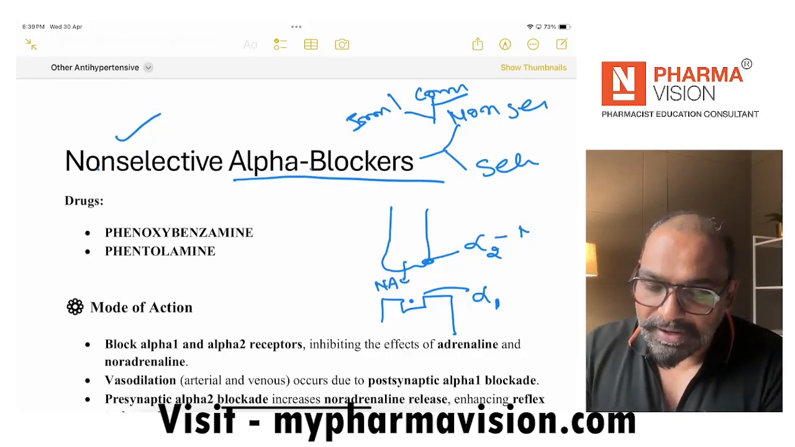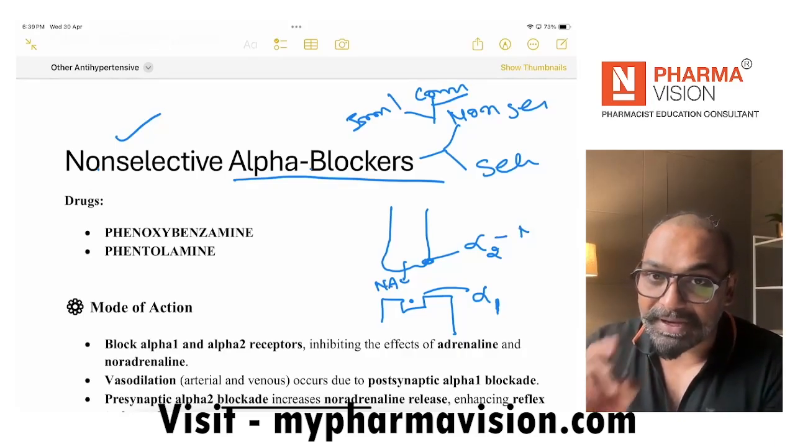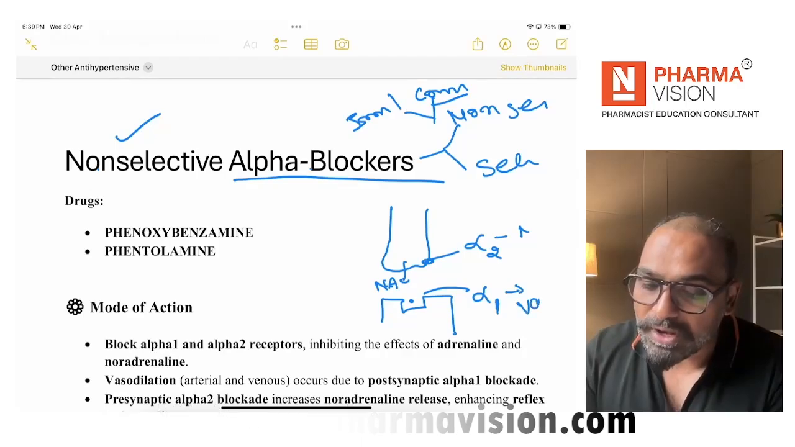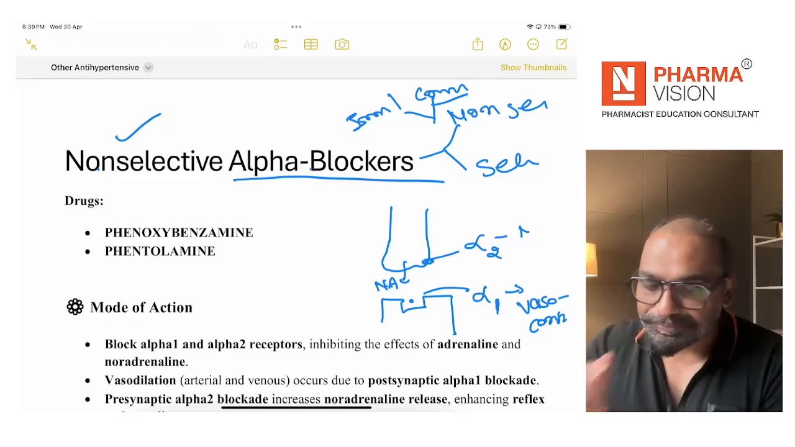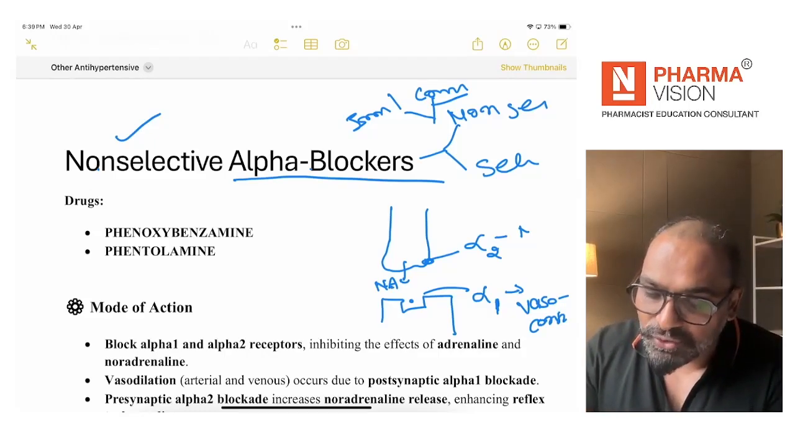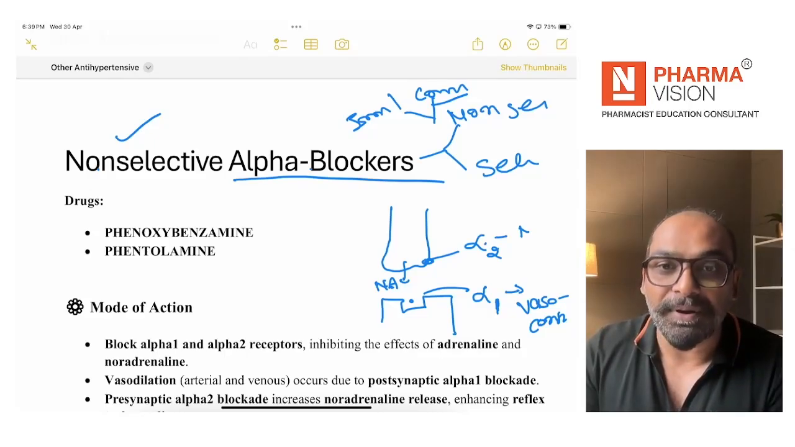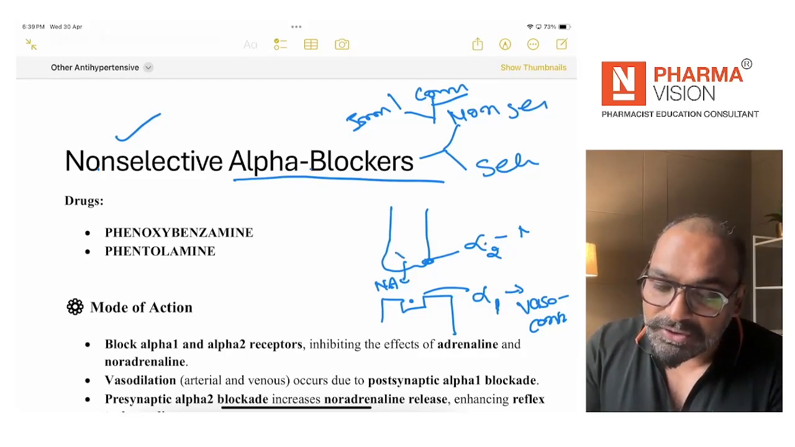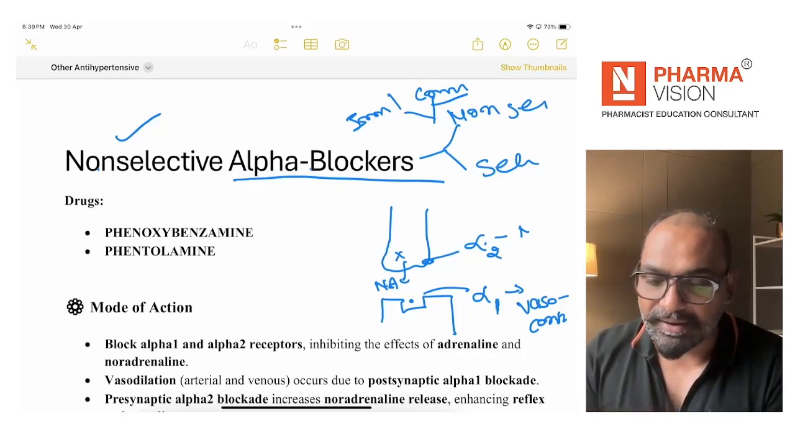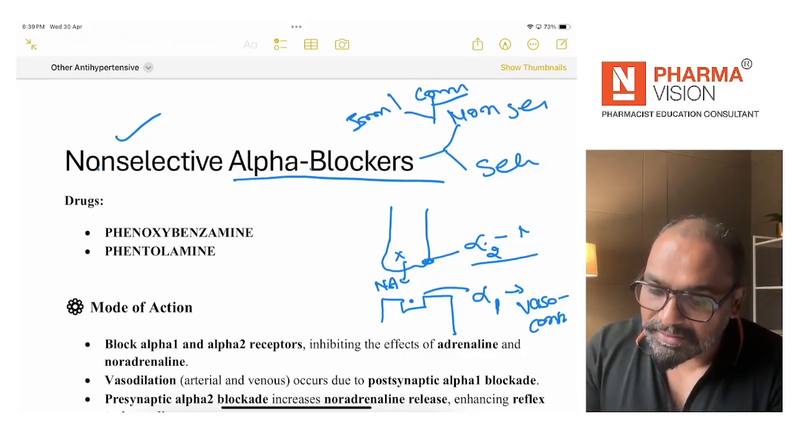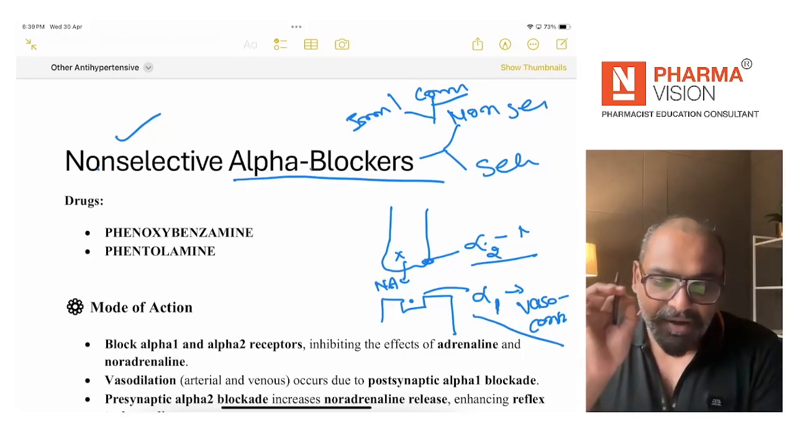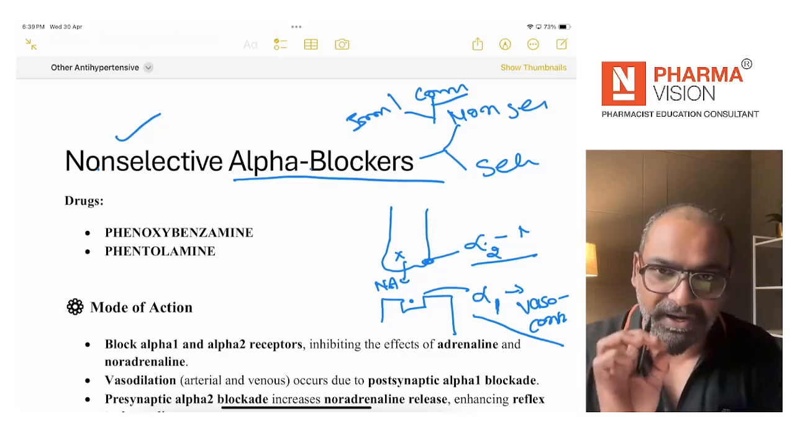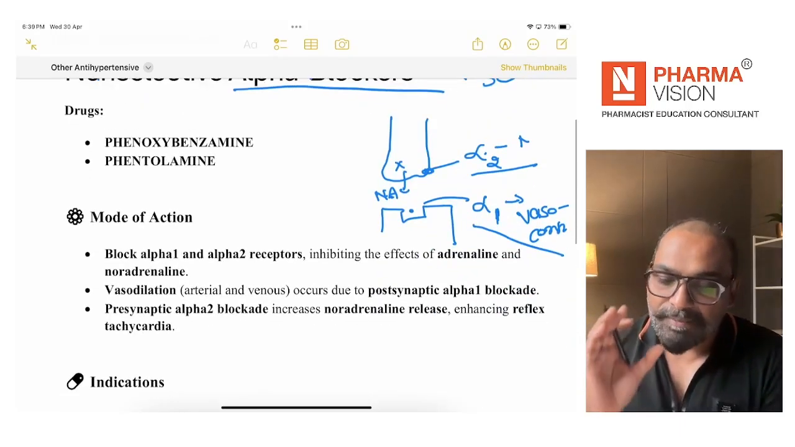If noradrenaline binds to the alpha 1 receptor, that can cause vasoconstriction and that increases the blood pressure. If noradrenaline binds to the alpha 2 receptor, that causes a negative feedback mechanism and stops releasing noradrenaline. So this is a different mechanism, this is a different mechanism. You have to understand this physiology very well, that can add a significant positive learning process.